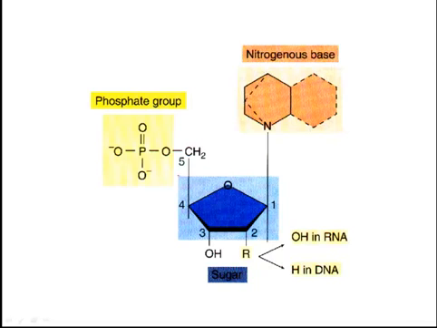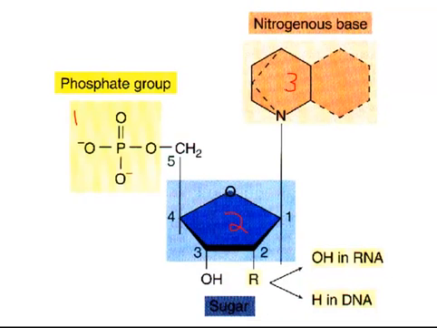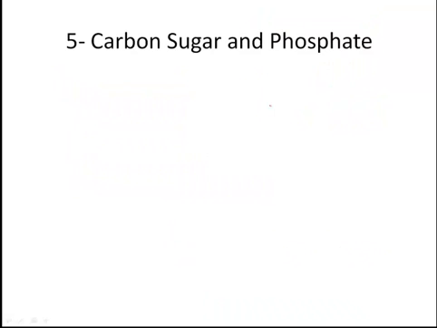Nucleotides are the monomers of a nucleic acid, and they all have the same basic structure. You have your phosphate group, you have a 5-carbon sugar, which is either ribose in RNA or deoxyribose in DNA, and then you have one of 5 different nitrogenous bases.